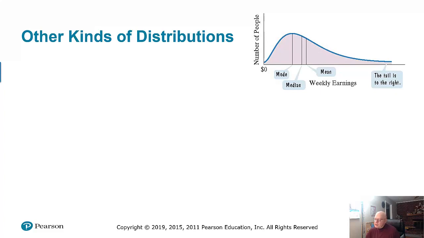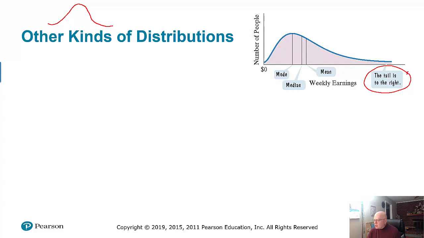Now, let's wrap this up with some other types of distributions. Not all distributions are normal. Remember, the normal one is this nice bell curve. That didn't turn out too badly. Some distributions don't look like that. In fact, in this case, there are a lot of data values to the right. In other words, the tail is to the right. Another way of saying that is it's skewed to the right.